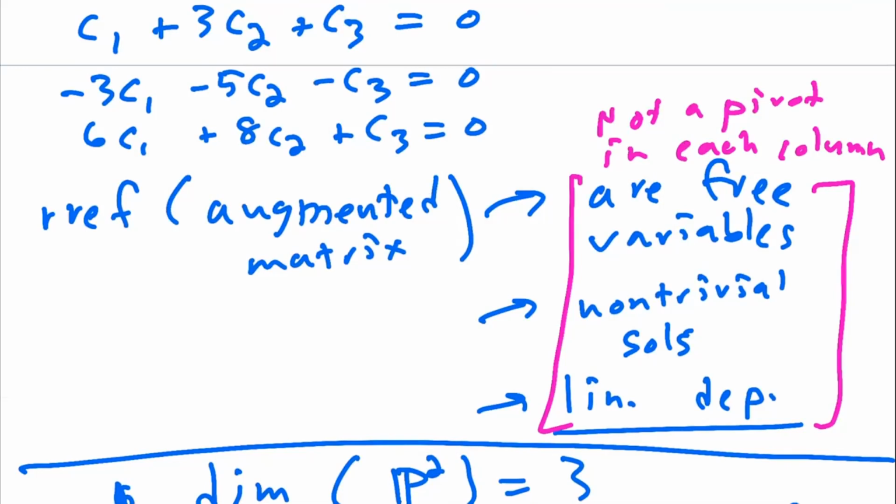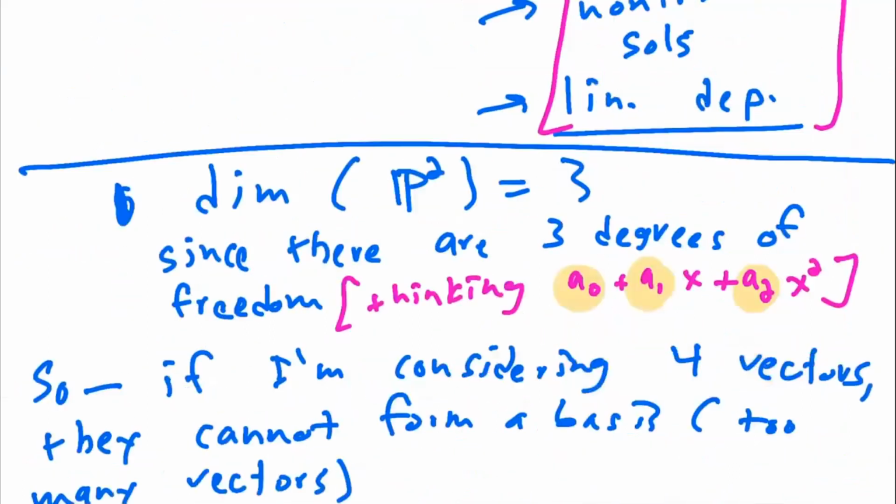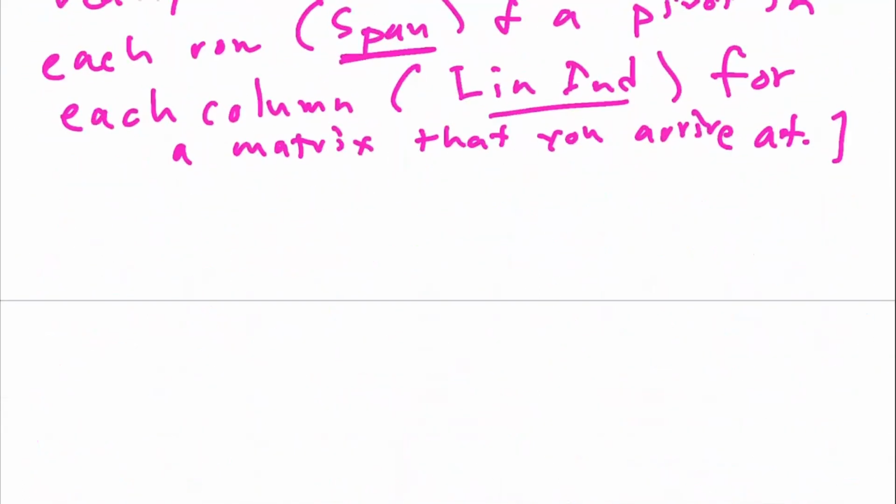Sure, go ahead. So for a pivot in each row, is that if there's a 0 row, then that's okay unless it's like 0, 0, 0 is equal to something like 1 or B. Yeah, that's a great question.